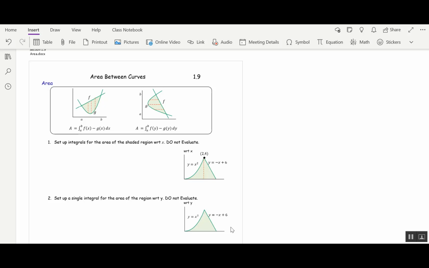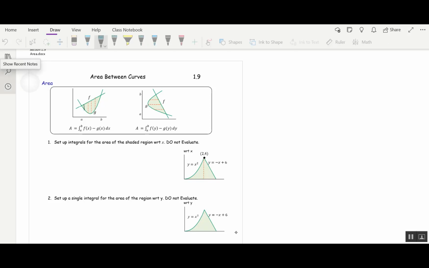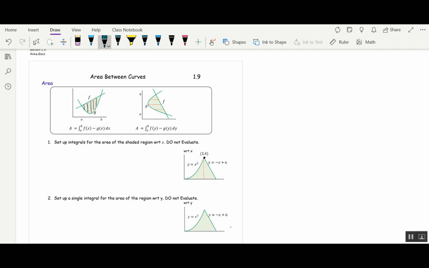Welcome to section 1.9, area between curves. When we're integrating with respect to x, and we want to find the area bound by two curves, so that's this picture over here, we want to think about vertical lines, and we're going to be integrating top curve minus bottom curve to find the area.